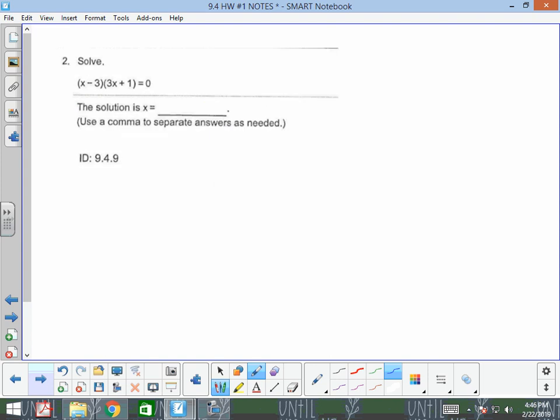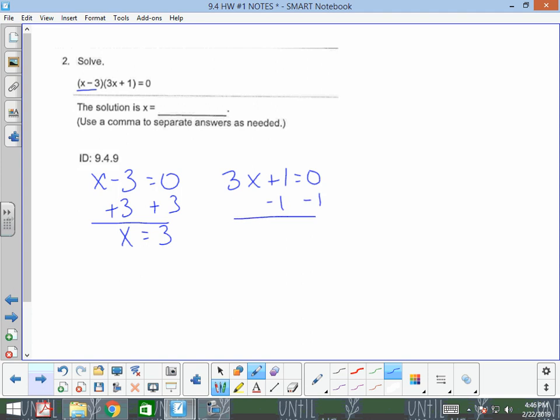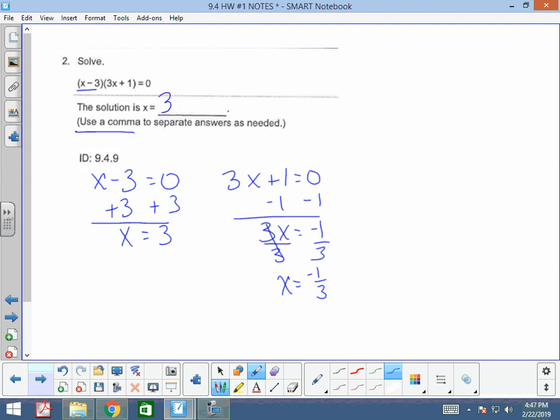Number 2, same thing. We're going to take each factor, set it equal to 0, and solve. So add 3. One solution is 3. Over here, we're subtracting 1. 0 minus 1 is -1. Divide by 3. x is equal to -1/3. So our two solutions here are 3, comma, -1/3. Again, use a comma. You do not need to type x equals. They typed it for you, so all you do is type in the numbers.